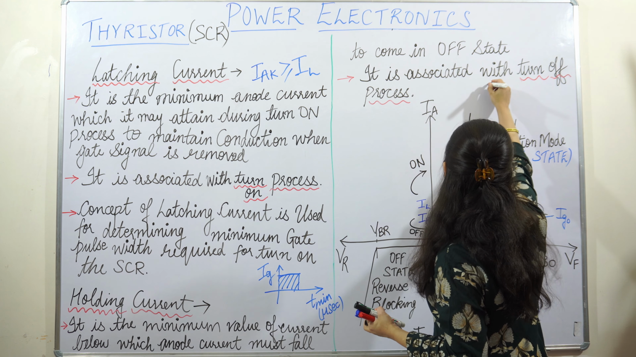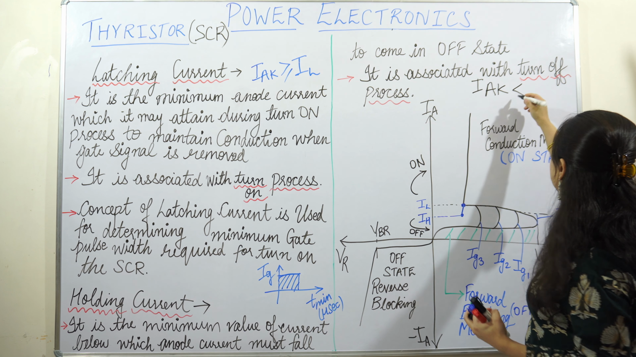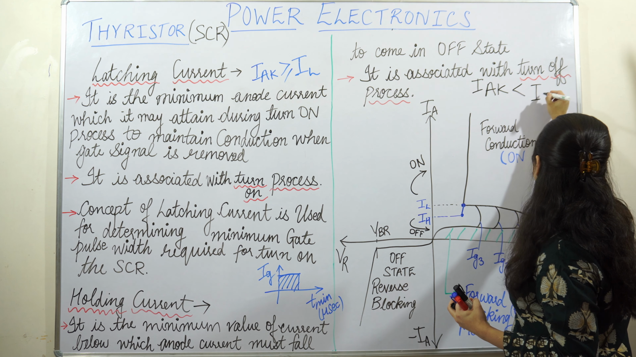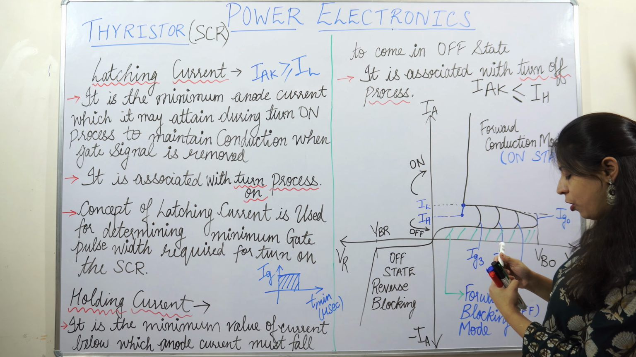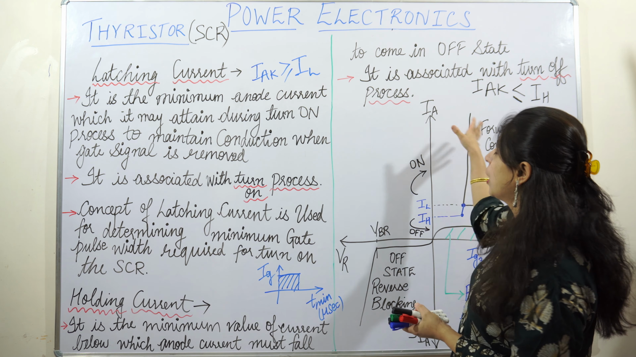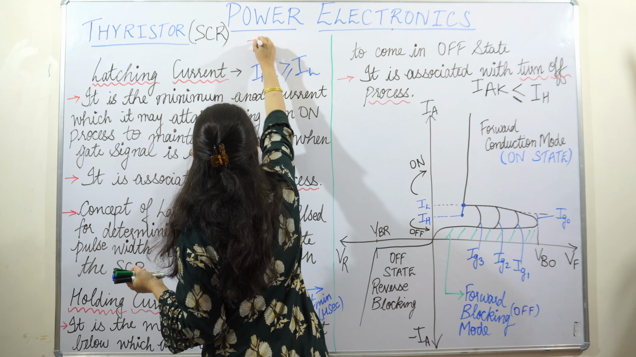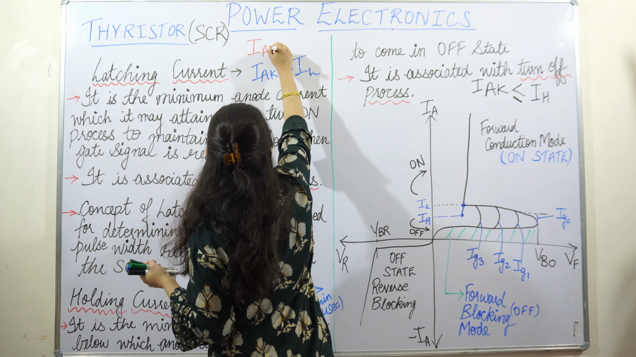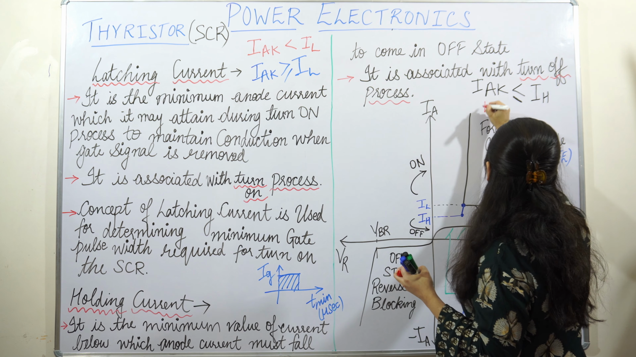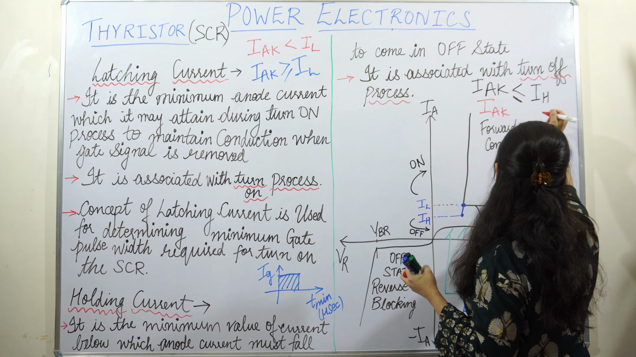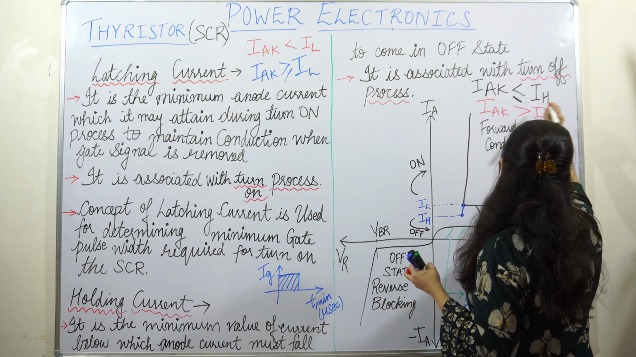So we can write over here I_AK should be less than I_H, okay, for the turn off process. Now these are the two conditions which we know. If anyhow we do I_AK less than I_L and anyhow I_AK greater than I_H, then what will happen?